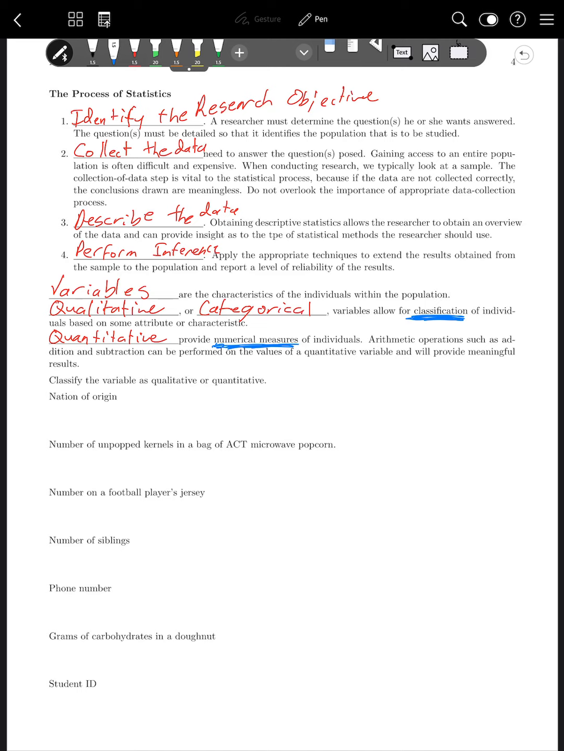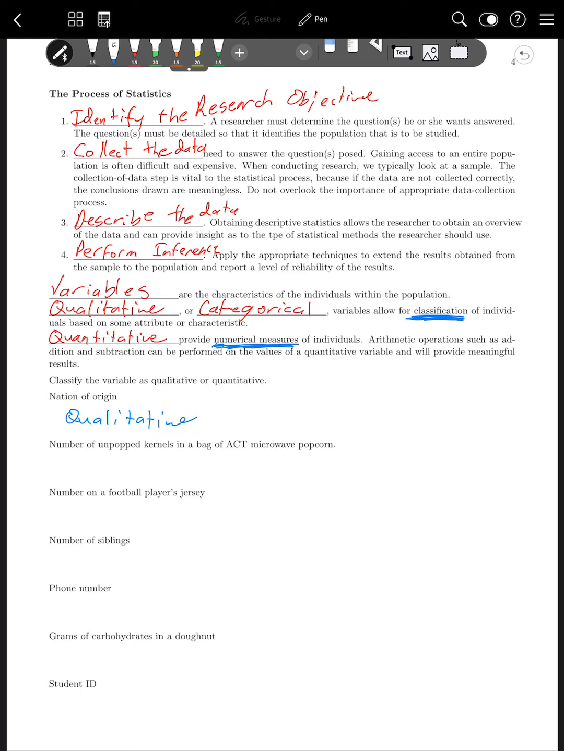Nation of origin, like the United States, Mexico, Germany, France, China, these are not numbers, so it must be a qualitative variable. Okay, that classifies you, right, by what nation you came from.